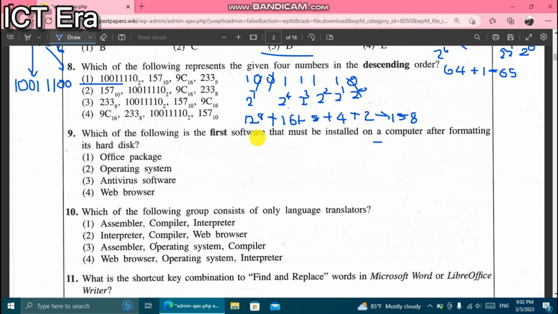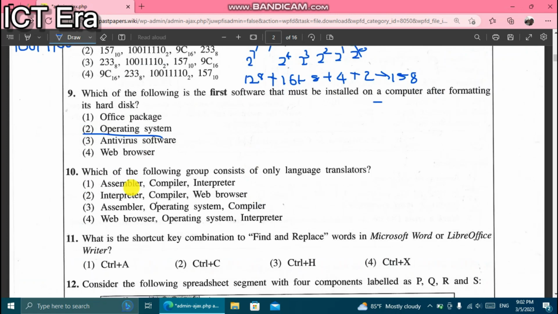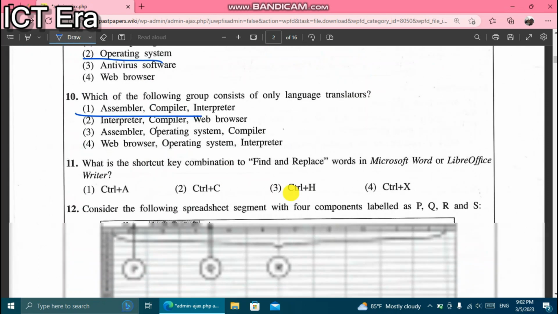Which of the following is the first software that must be installed on a computer after formatting its hard disk? It should probably be the operating system. Then the 10th one: which of the following groups consists of only language translators? We know there are only 3 language translators. What are they? Assemblers, compilers and interpreters. The first one is the answer.